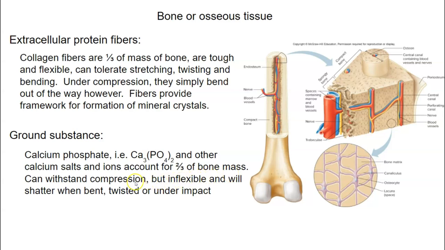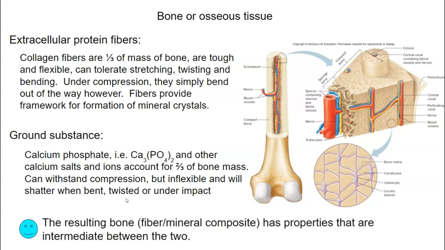And interestingly, these inorganic mineral crystals can withstand compression, but are inflexible and will shatter when bent or twisted or under impact. So the collagen fibers have some favorable attributes, and so do the mineral deposits. But the two of them together end up combining to produce a composite material that has properties that are sort of like the idealized version of the best of both. Those properties come out in bone.